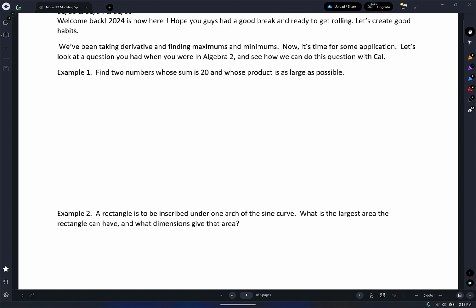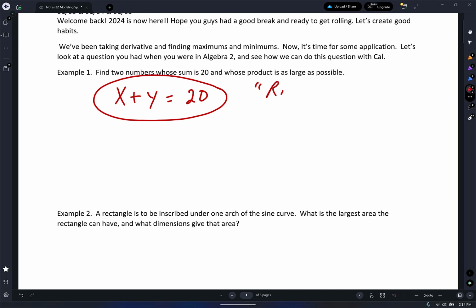Example 1, find two numbers whose sum is 20 and whose product is as large as possible. So we talked about this a little bit yesterday, guys. We're going to say x is a number, y is a number, and sometimes they call this the restriction equation. So two numbers added together give you 20, x plus y equals 20, sometimes called the restriction equation.